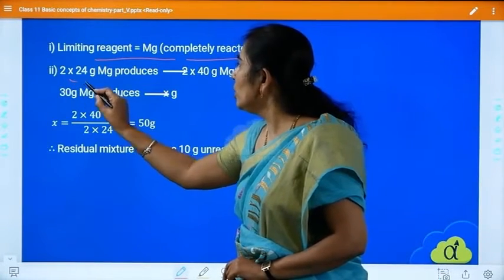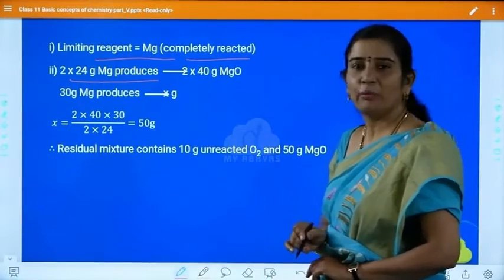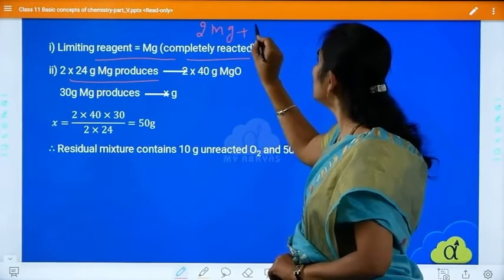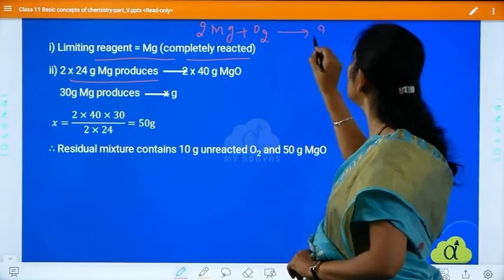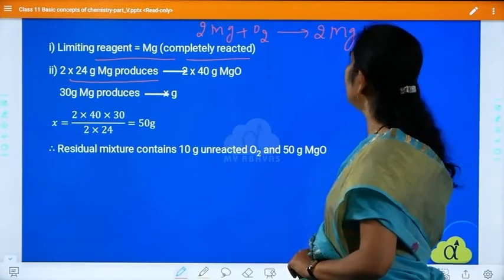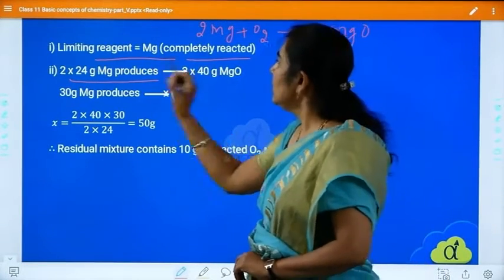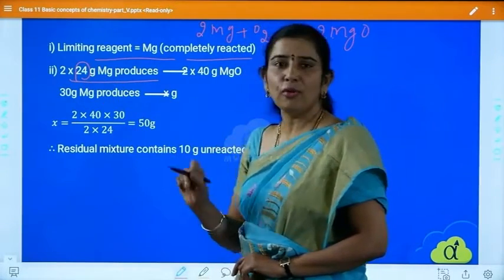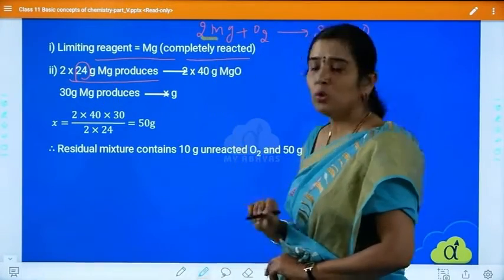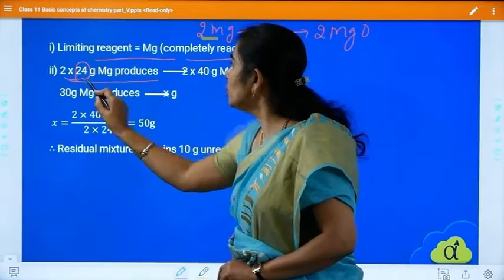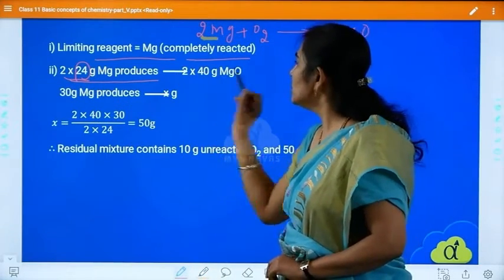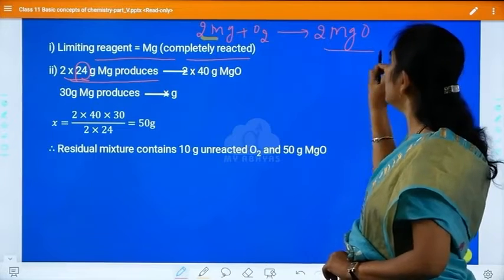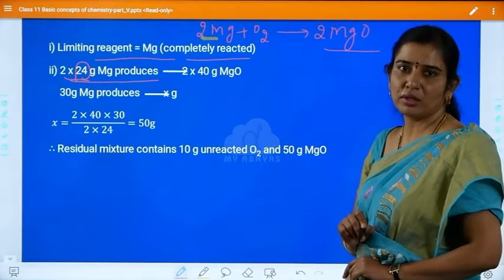So here 2 into 24 gram of magnesium, because 2Mg plus O2 gives rise to 2MgO. This is the equation given. So here for magnesium, the atomic mass is how much? 24 for 1 mole. How many moles here? 2 moles. That's what you have to take. 2 into 24 produces how much? 2 into 40 gram of magnesium oxide.